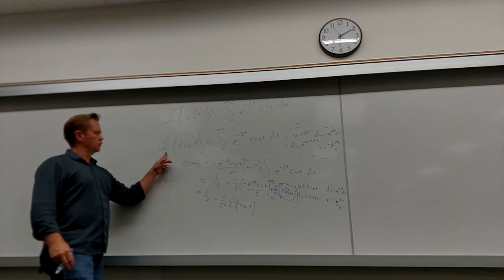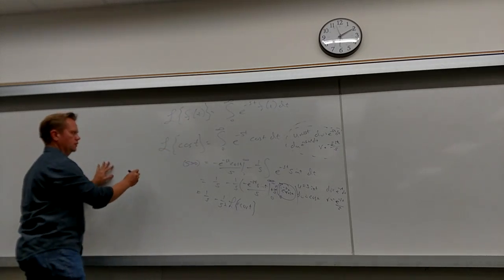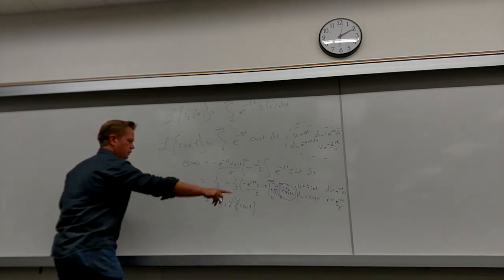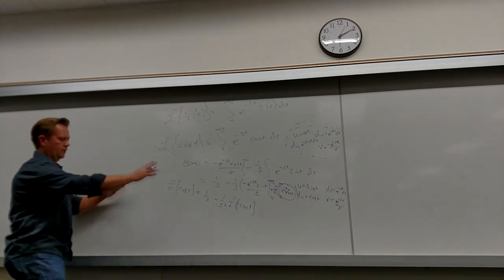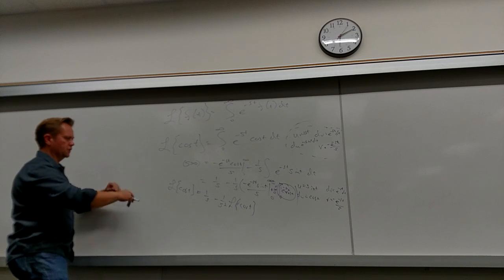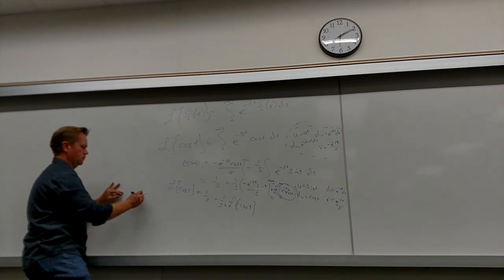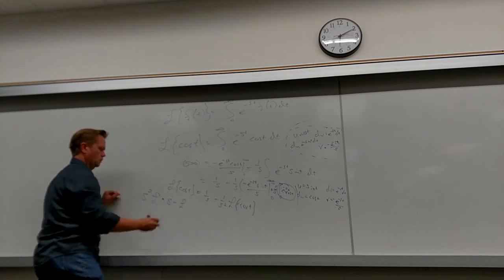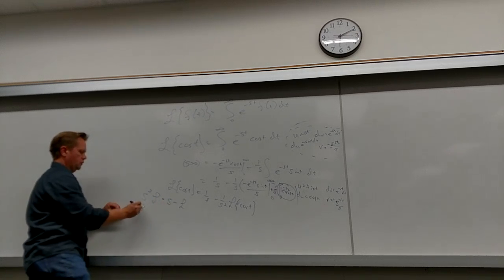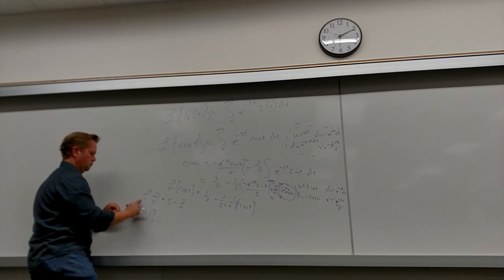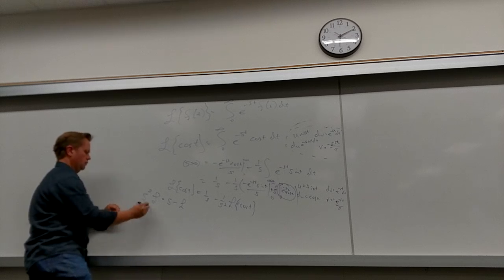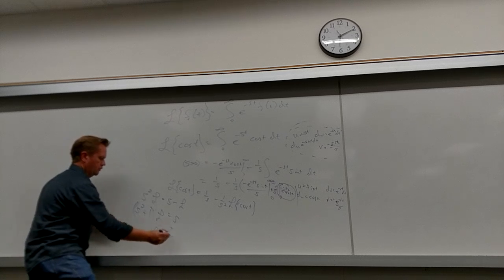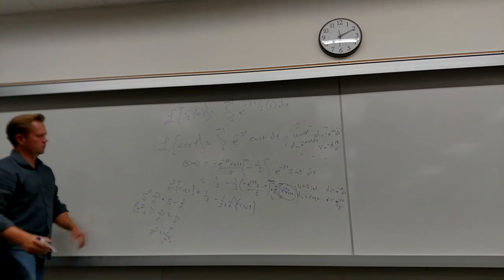So I got the Laplace of cosine t equals this. There's a few different ways you could do this. You could multiply everything by s squared, add this over, so you get s squared plus 1. There you go. So you get the Laplace equals s over s squared plus 1.